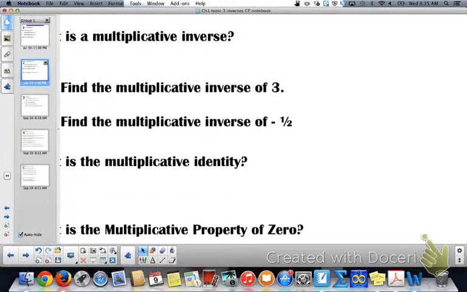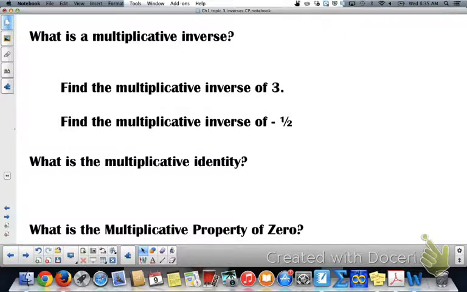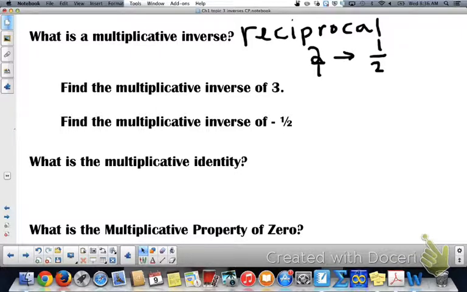Down to multiplicative inverse. Alright, the multiplicative inverse. What is the opposite of multiplying? That is dividing. Okay, so the multiplicative inverse is called the reciprocal, because if we have something like 2, that would be 2 over 1. The reciprocal would be 1 over 2. It's like dividing. Okay, 2 and then 1 divided by 2. So putting it into a reciprocal is kind of like dividing.